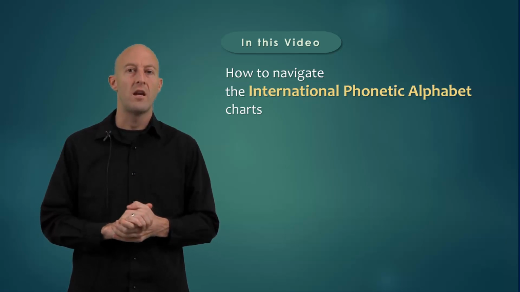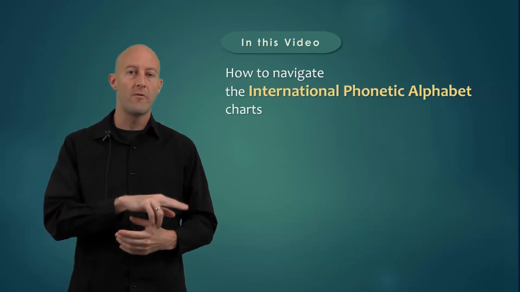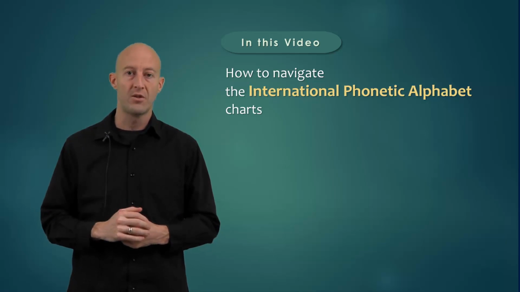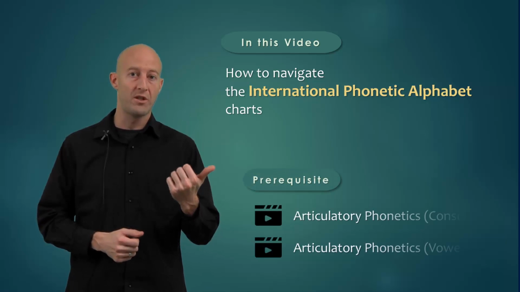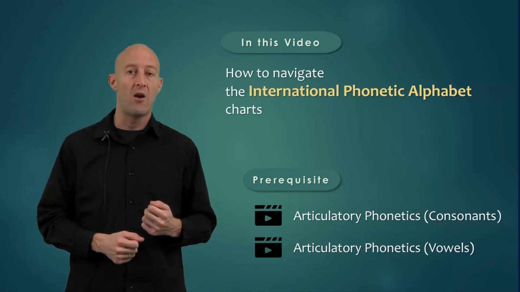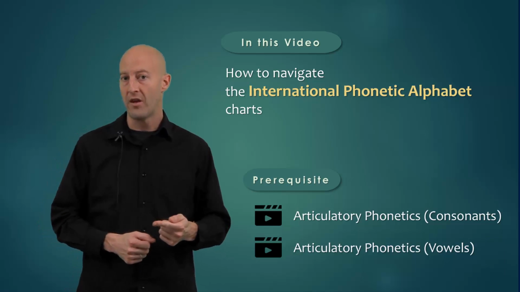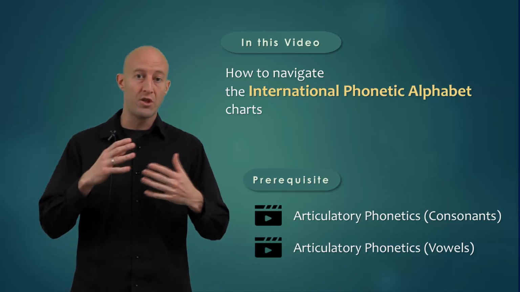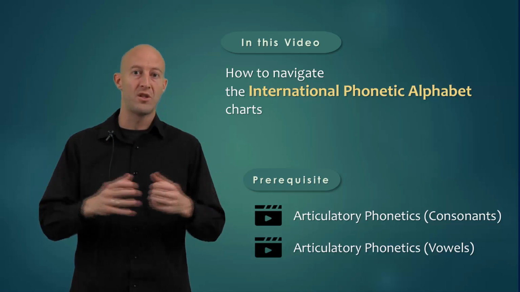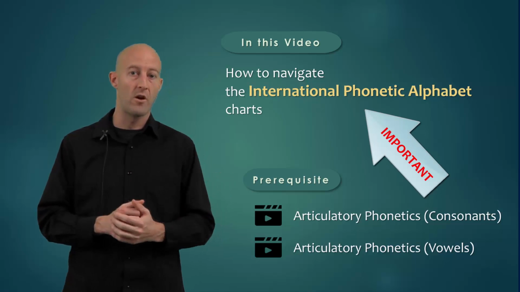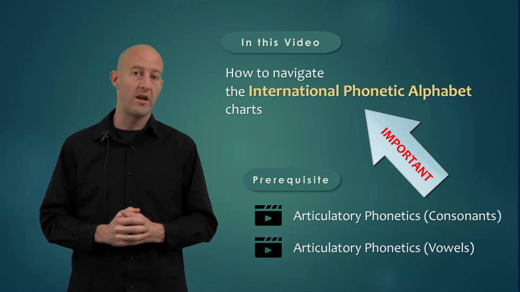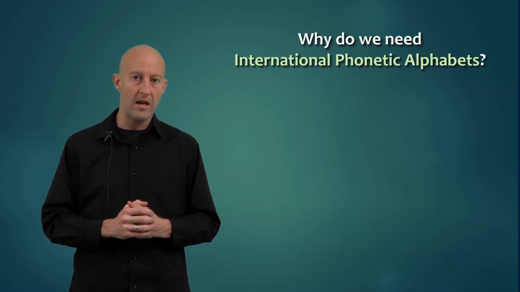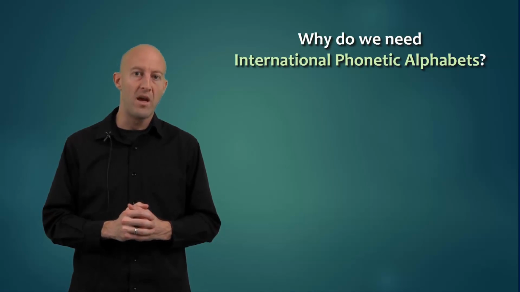If you haven't already, I would really encourage you to look at two other videos first before you look at this one: a video on how linguists describe consonant sounds and how linguists describe vowel sounds. Because the criteria that linguists use for describing both of those sounds are really important for understanding how to navigate the International Phonetic Alphabet. So why do we even need the IPA, or the International Phonetic Alphabet, you may ask?